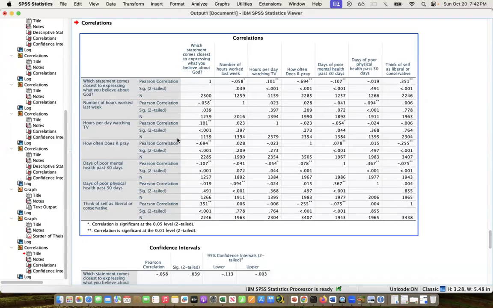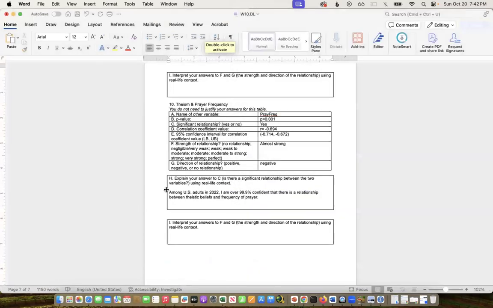Well, I was talking about the other pairs weren't significant anyway, but yeah, so here we can see like theism and days of poor physical health in the past 30 days is not significant. P is 0.491. So I would say no in that, and then below, I'd say I am not over 95% confident that there's a relationship between these two. Okay, I don't need to do the actual subtraction and math for it. It's interesting, there is a relationship between mental health and theism, but not physical health and theism here.